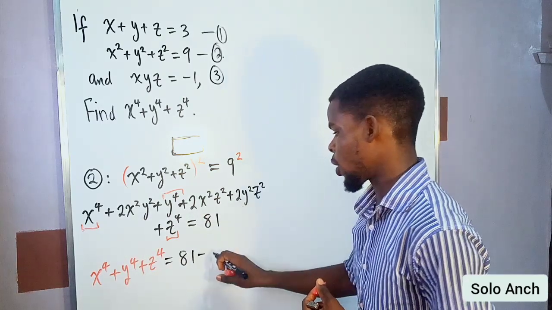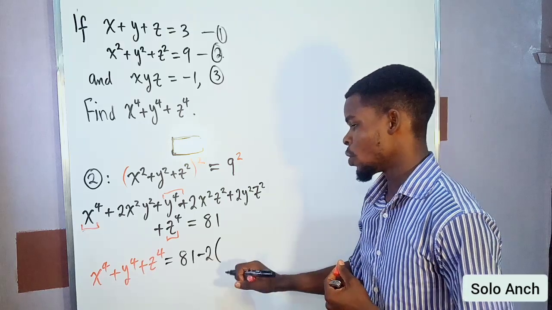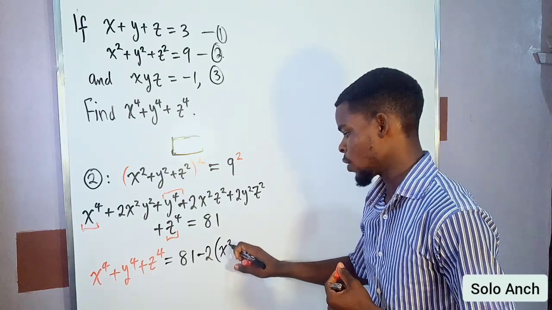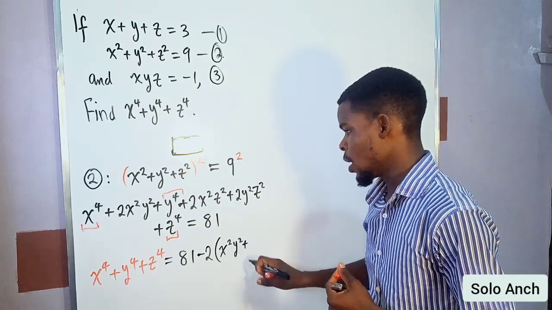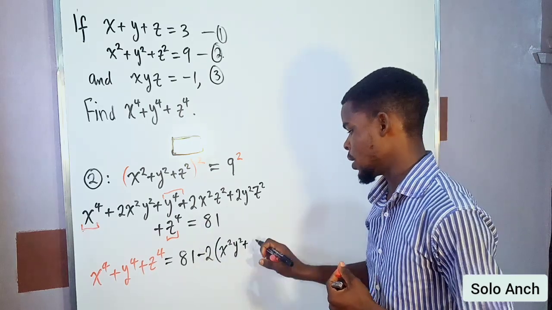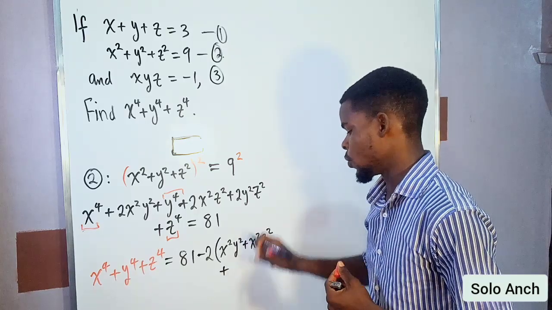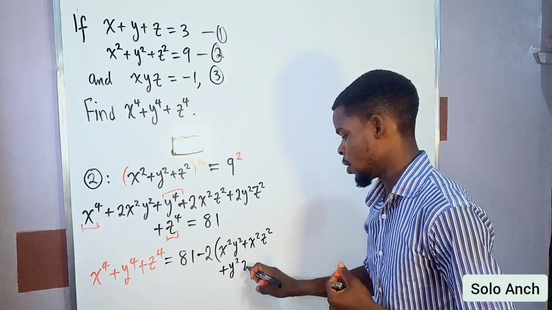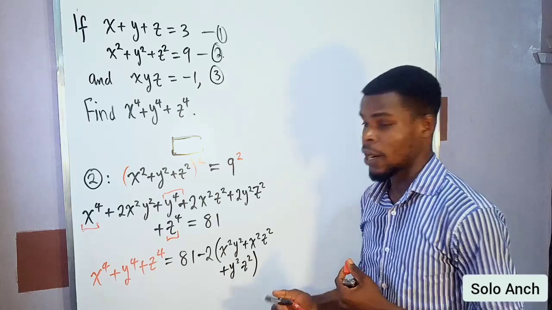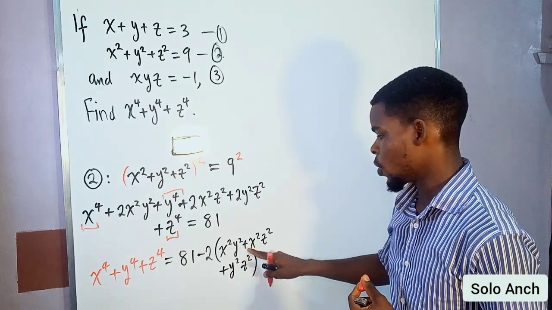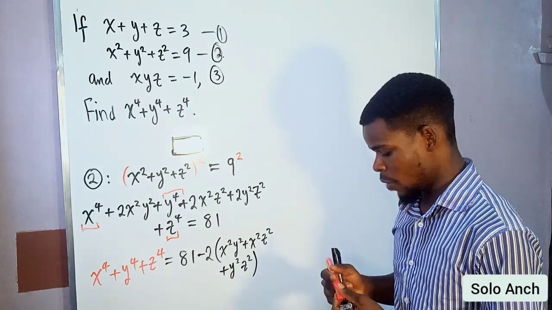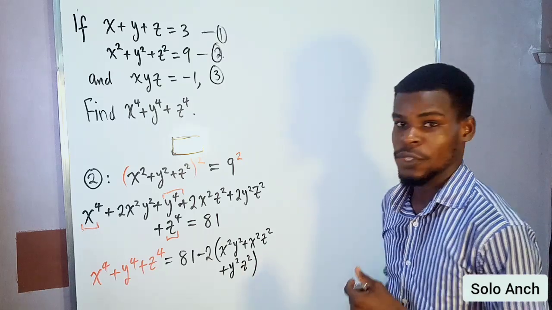So you notice that 2 is a common factor in each of those terms. So I'm going to factor out the 2. You're going to have x squared y squared plus x squared z squared, then plus, you notice this one, y squared z squared. Great. So our aim now is to know what this sum is. What is x squared y squared plus y squared z squared plus x squared z squared?